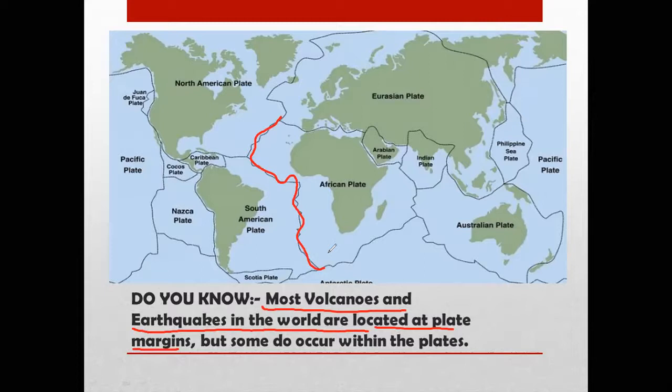For example, Japan faces so many earthquakes because it lies on a plate margin. Thus, it proves that most volcanoes and earthquakes in the world are located at plate margins because these are the most sensitive areas on the crust.